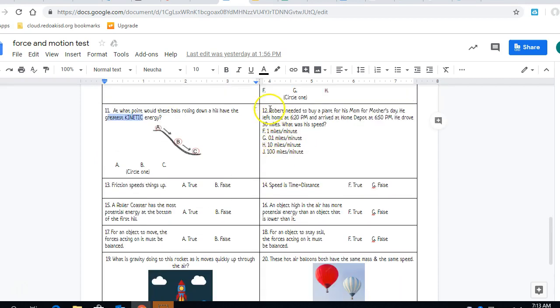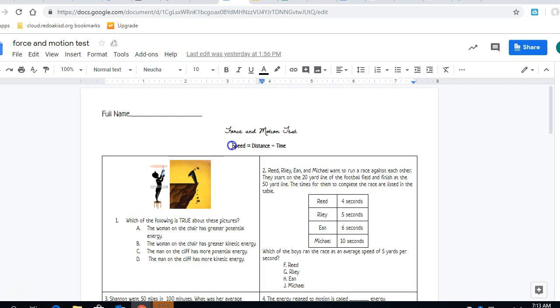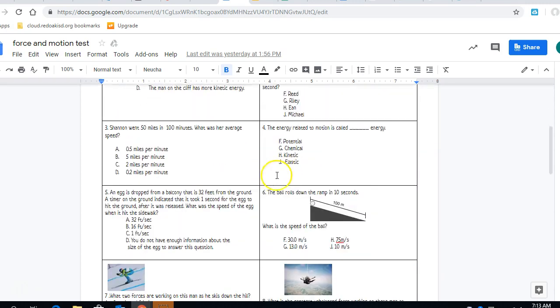Number 12. Robert needed to buy a plant for his mom's Mother's Day. He left home at 6:20 p.m. and arrived at Home Depot at 6:50 p.m. He drove 30 miles. What was his speed? Is it F, 1 mile per minute, G, 0.1 miles per minute, H, 10 miles per minute, or J, 100 miles per minute? Please, people, remember your speed formula. Speed equals distance divided by time.